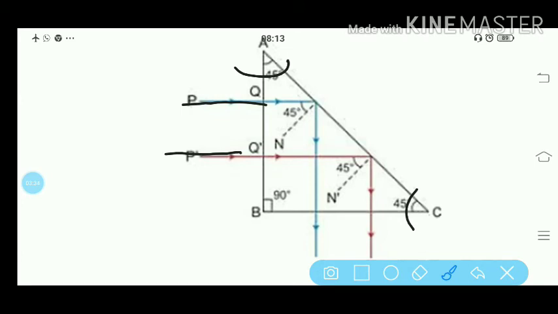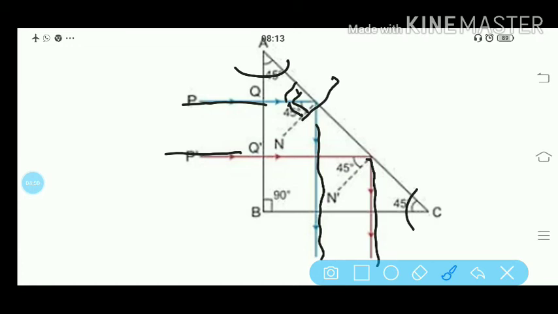Now this is our normal. What happened? This angle will be 45 degrees. So this will also be 45 because this angle should be 90 degrees. Okay. Here, which is more than the critical angle of the prism. Therefore, this ray will undergo total internal reflection.